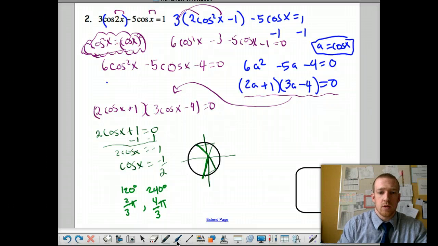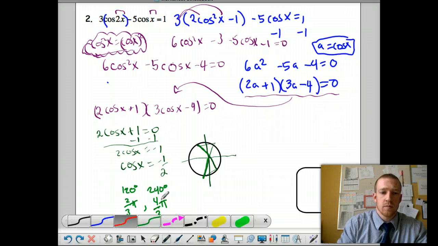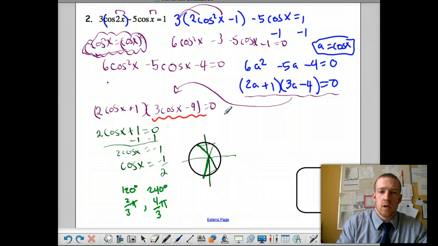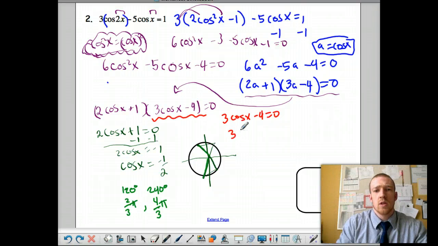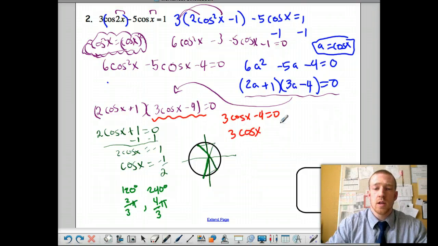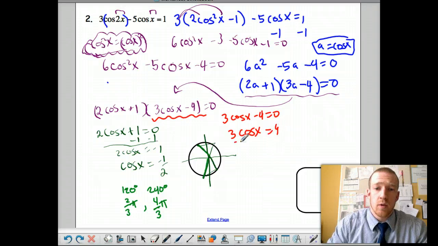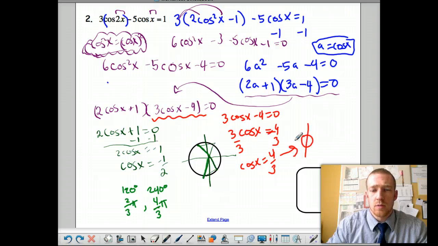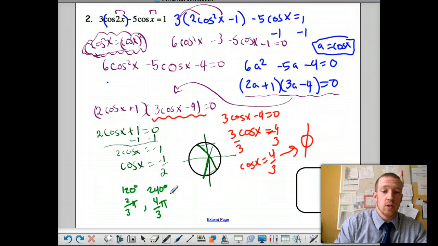Alright, and then I go to solve this one, and we got 3 cosine x minus 4 equals 0. So add 4 to both sides, and I get 3 cosine x equals 4. And when I divide by 3, that gives me cosine x equals 4 over 3, which is not possible. So we get no more solutions or roots to that equation. So these are my only answers.